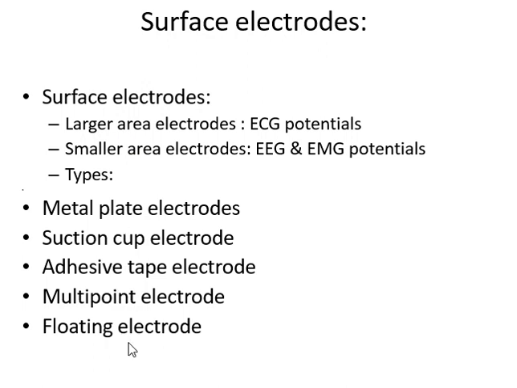Surface electrodes are conductive metal plates used by physicians to read neuromuscular electrical signals through the skin. They are typically composed of Ag and AgCl, silver or silver chloride metal, placed on the skin and kept in place with adhesive or elastic bands. The metal plate electrode, suction cup electrode, adhesive tape electrode, multi-point electrode, and floating electrode are the other electrodes.